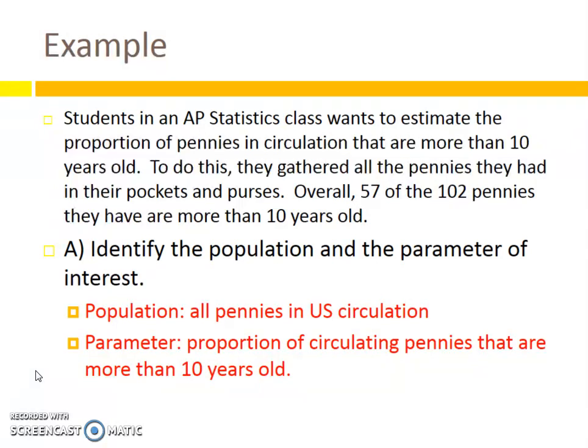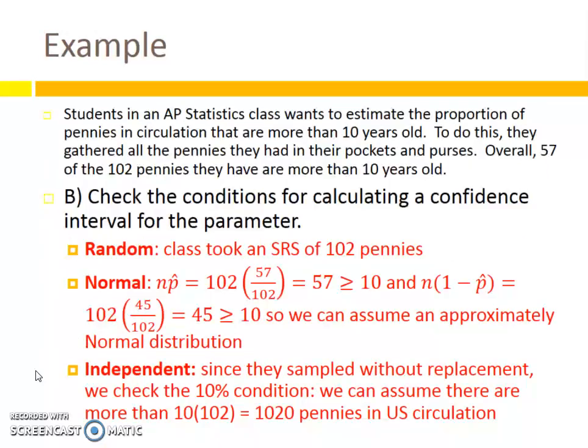That's what we want to know. About the pennies, we want to know the proportion that are more than 10 years old. That's my p. We don't know it. Let's go through the conditions. So we have 3 conditions: random, normal, and independent. We took a simple random sample of 102 pennies, so that takes care of the random. Check.